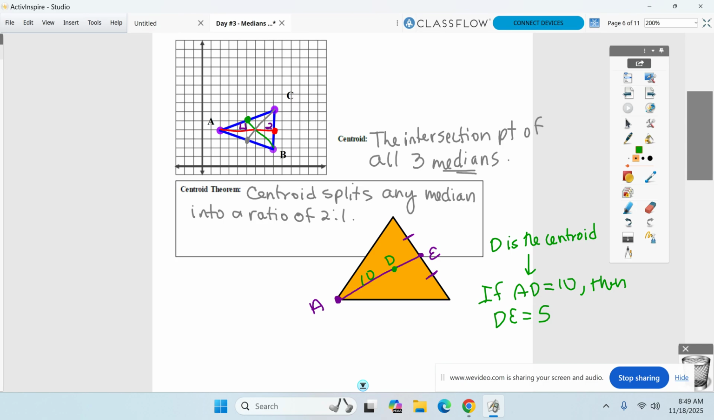And the big question I always get from students is, which one's the longer piece? The longer piece is always from the vertex to the centroid. Okay, that is always the longer piece, from the vertex of the triangle to the centroid. All right? All right, let's use it now. Let's use it in a couple algebra examples.